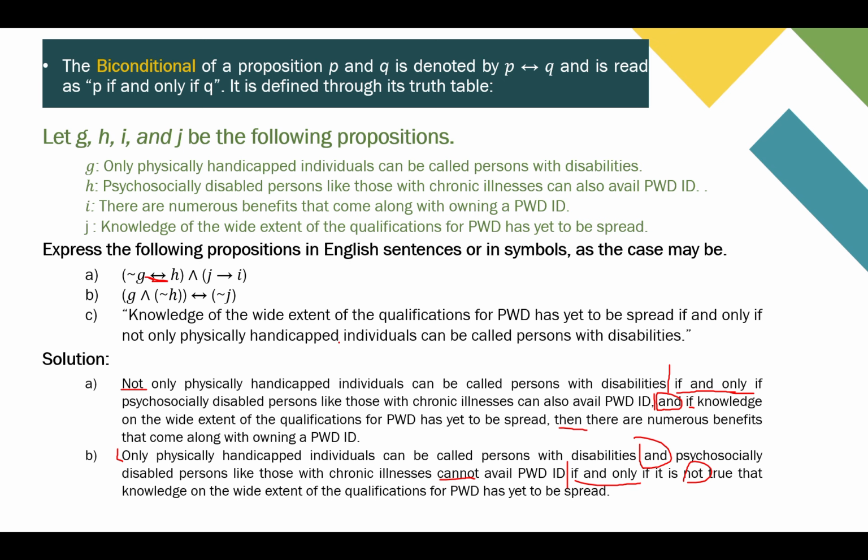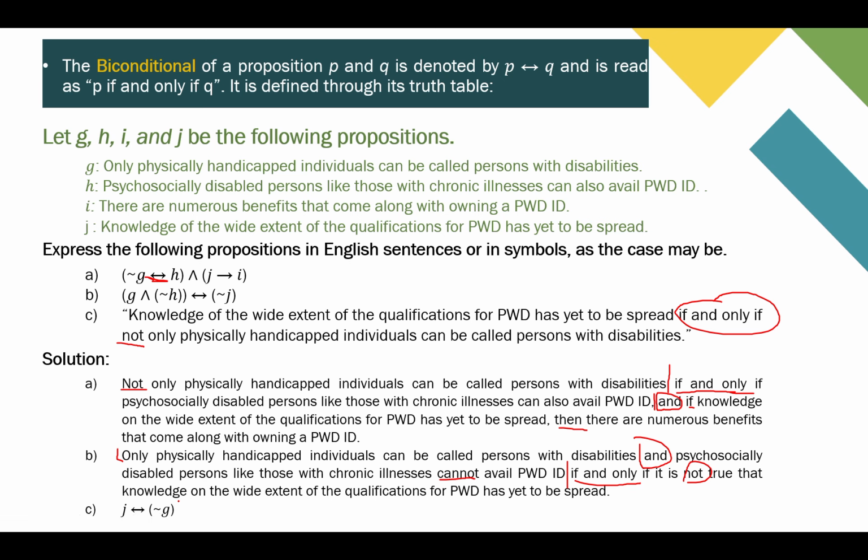Okay, so for the last one, how would you write this one into symbols? That would be J. Okay. J if and only if not G. Knowledge of the wide extent of the qualifications for PWD has yet to be spread if and only if not only physically handicapped individuals can be called persons with disabilities. So, this one is a bit easier.